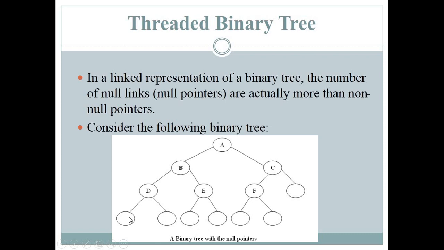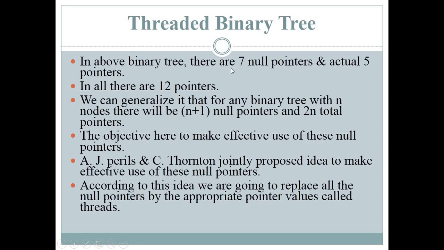So we can see that these null pointers are totally wasted. In the above figure there are 7 null pointers and 5 actual pointers. In all there are 12 pointers. We can generalize that for any binary tree with n nodes, there will be n plus 1 null pointers and 2n total pointers. The objective here is to make effective use of these null pointers.